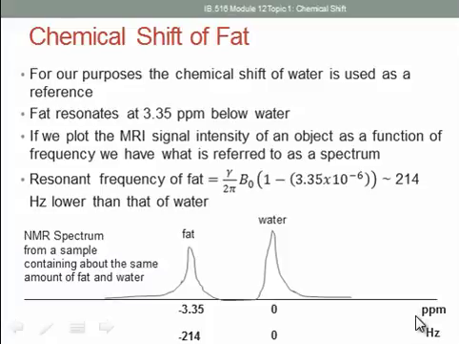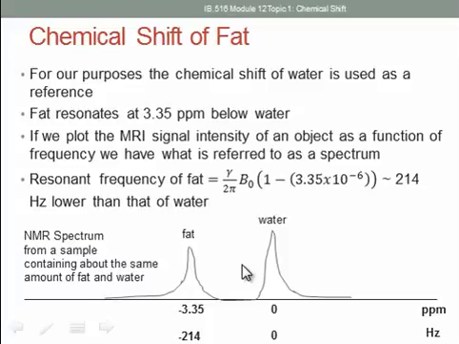Now it's important to use parts per million and really not hertz, because the frequency difference is a function of the magnetic field strength. So let's say, for example, you've been working on a 1.5 Tesla system, and then you start working on a 7 Tesla system. The frequency spread is no longer 214 hertz, it's actually 1050 hertz, which is a big difference, right? So as long as you use 3.35 ppm, you can't go wrong when you move from magnet to magnet, because all you need to do to figure out the frequency at 7 Tesla is to know the parts per million.